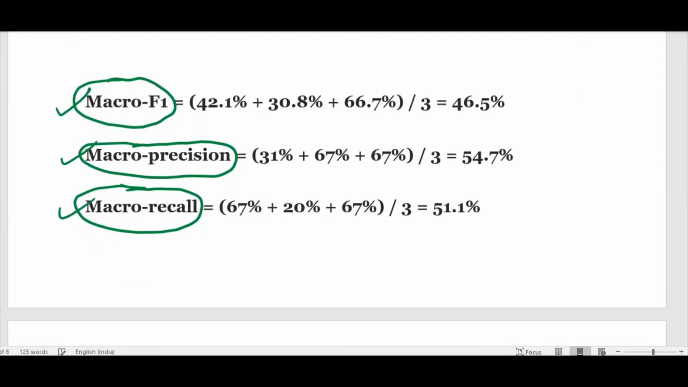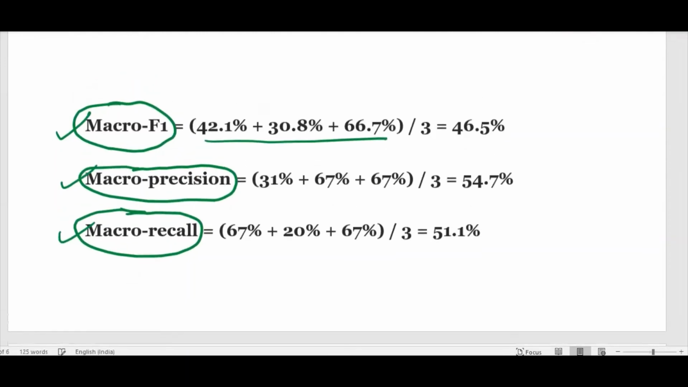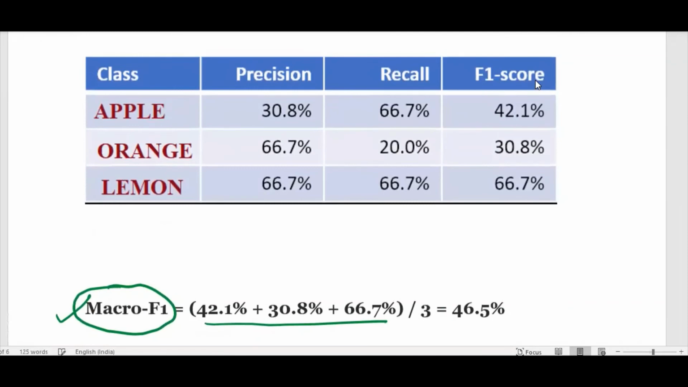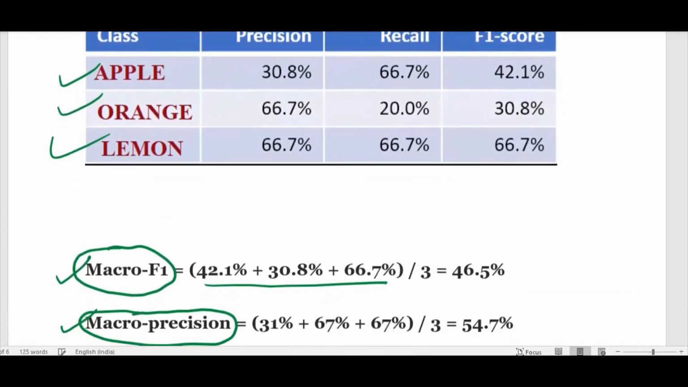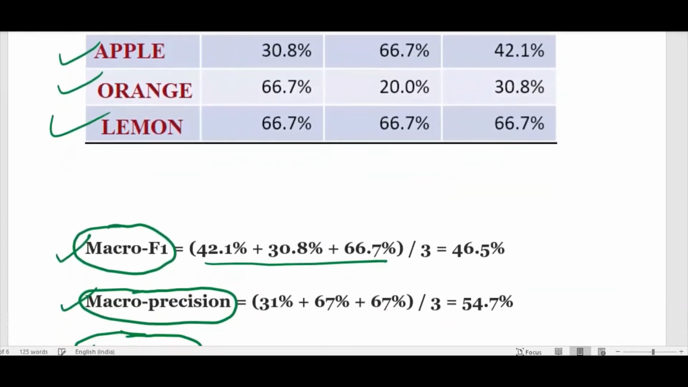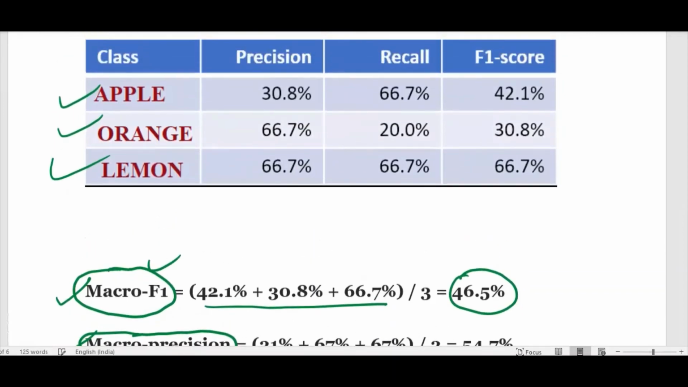Now, macro F1, macro precision, macro recall. So you just take the mean, that's all. Normal mean, no harmonic mean. Precision, okay, apple, orange, lemon, 3 rows we have. Now we have written 42, 30.8, 66.8. This is macro F1. Macro F1 means this is a kind of average. Okay, simple average you can say, not weighted average. So this plus this plus this.